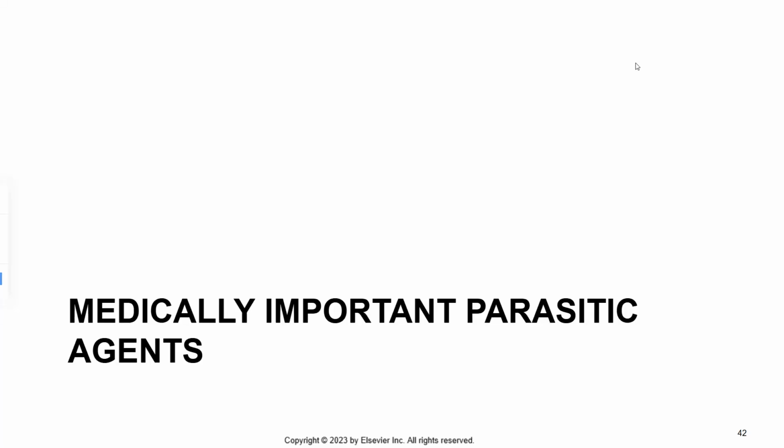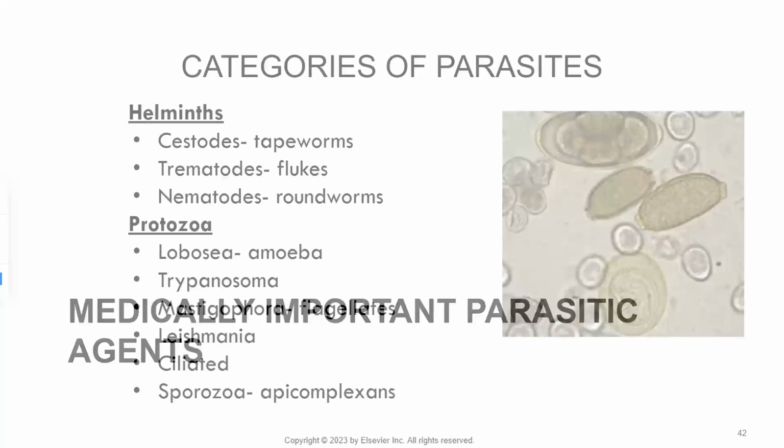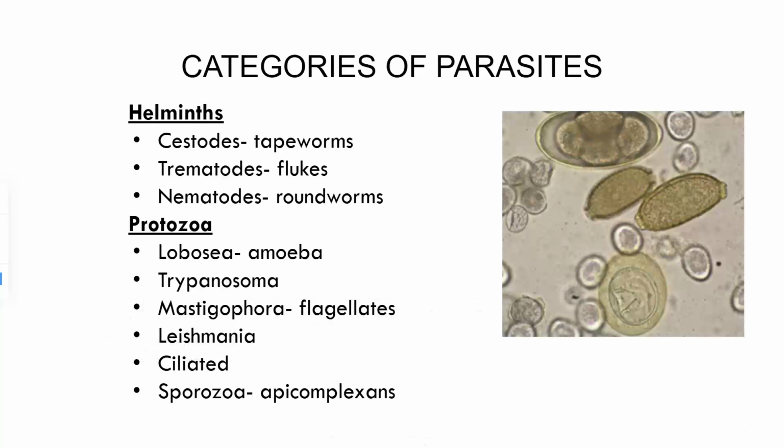So, medically important parasitic agents. I talked previously about the two major categories. We have helminths and protozoa. Helminths are the worms, and three subcategories in here are cestodes, trematodes, and nematodes. Cestodes are your tapeworms, trematodes are your flukes, and nematodes are roundworms.